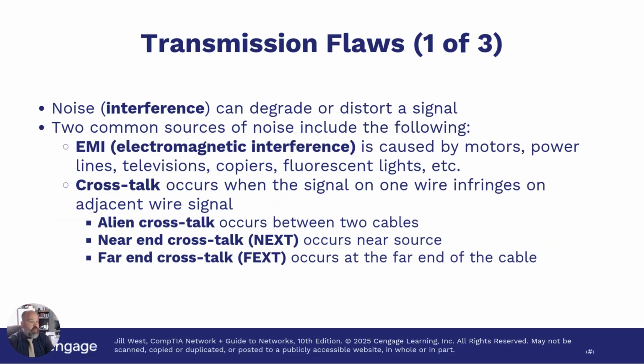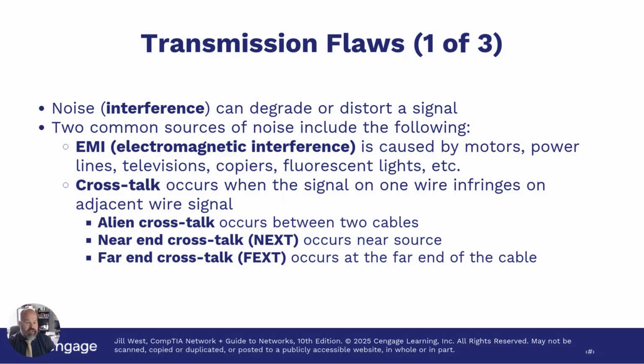So the question is, what causes issues with our data? First, we've got noise. Noise is kind of like that noisy neighbor that degrades or distorts your signal. Two of the most common troublemakers are EMI and crosstalk. EMI, which stands for electromagnetic interference, is the noise from things like your microwave, the fridge, or even a copier. It's basically electronic static.